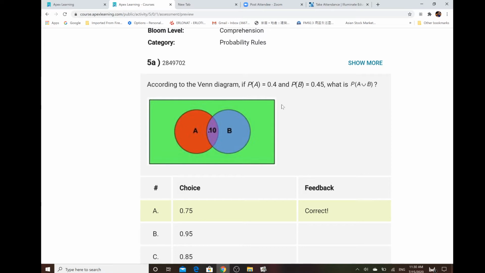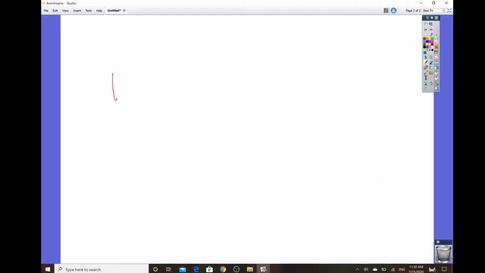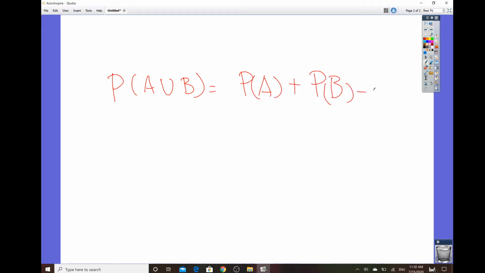So the way to do it, let me just open up a new slide here. Anytime you see an overlapping event, the probability of event A union event B is the probability of event A plus the probability of event B, and then minus the part that is shared in common, event A intersect event B. The shape like a parabola means union, the U symbol. And the upside-down U means intersection, or intersect.